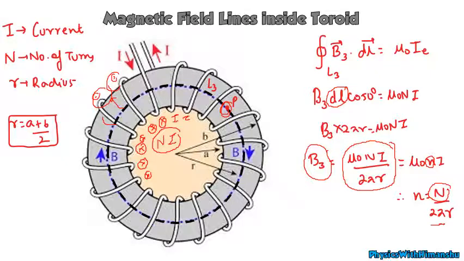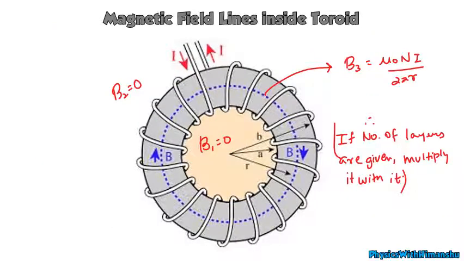Okay, but remember, we are only concerned about finding the total magnetic field, so I haven't put the minus sign here. I'm only concerned about the magnitude of the magnetic field. So the magnitude of the magnetic field is mu naught into the number of turns into current divided by 2 pi r. And r is basically what? r is the average of the inner radius plus the outer radius divided by 2.